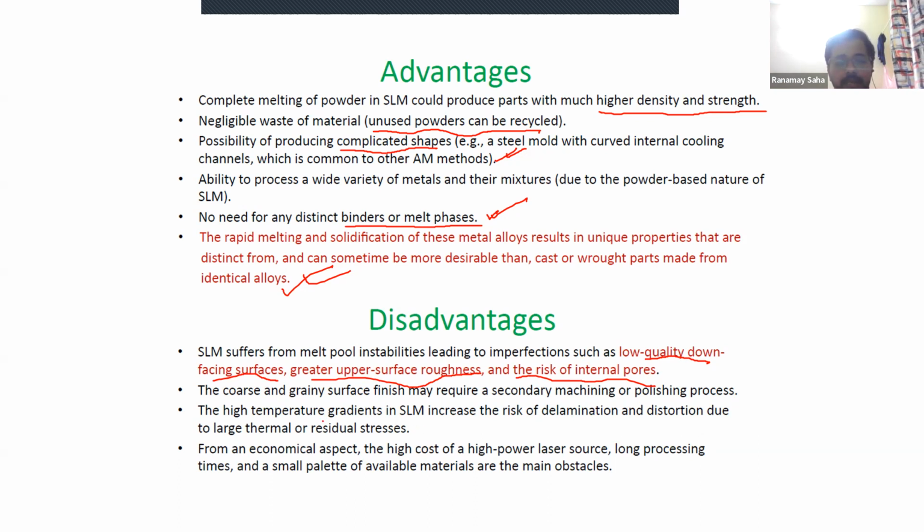And then high temperature gradients. There are high temperature gradients in case of SLM because complete melting of powders is being carried out. This may increase the risk of delamination and distortion due to large thermal or residual stresses. Okay. So large stresses may develop, which can lead to cracking or delamination or distortion at minimum. Okay. So these are the issues leading to this SLM process, okay, of AM technology.